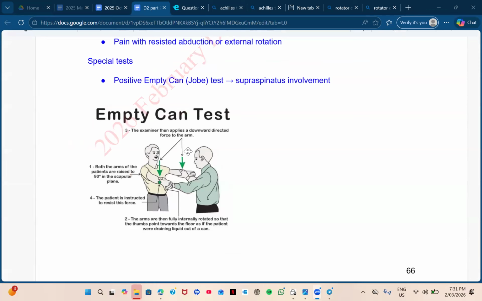Then what happens if the empty can test is positive? What can we see if it is positive? Tell me, doctors. What can the patient feel? Yes, we know it is supraspinatus muscle involvement. Now I'm asking, if it is positive, what can the patient feel?